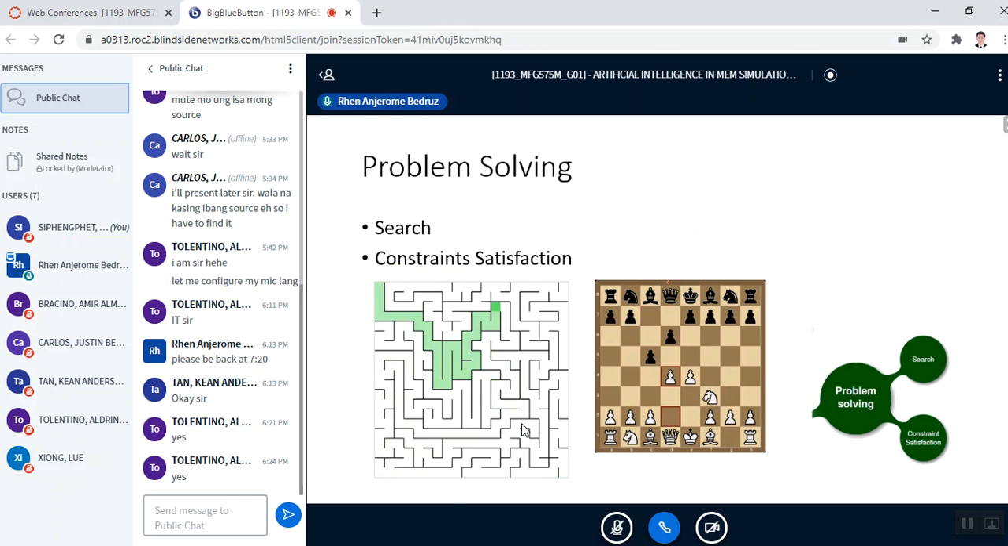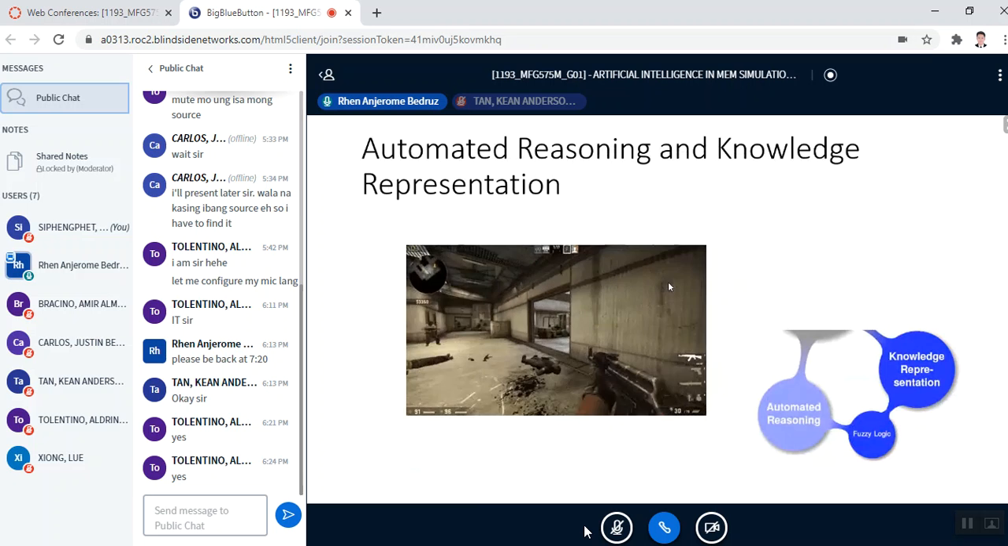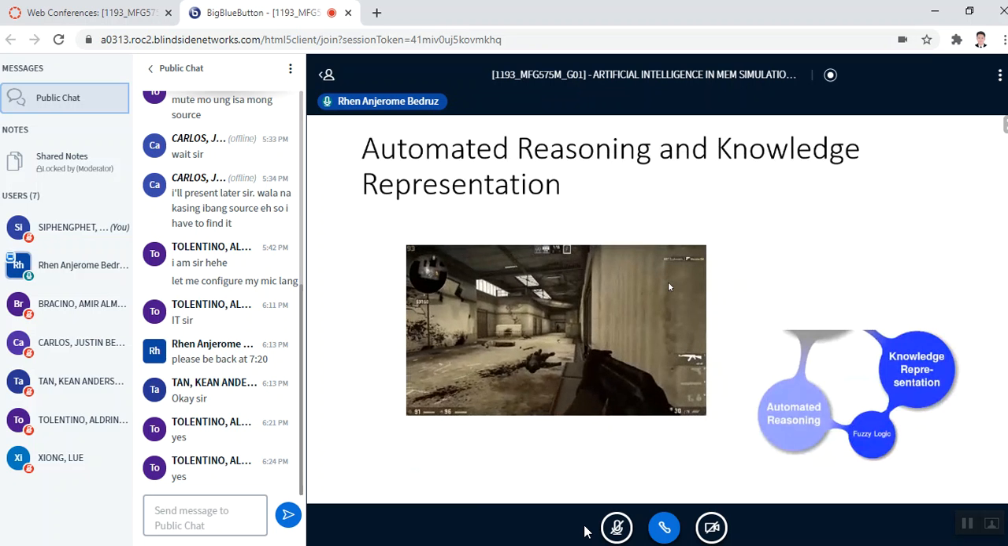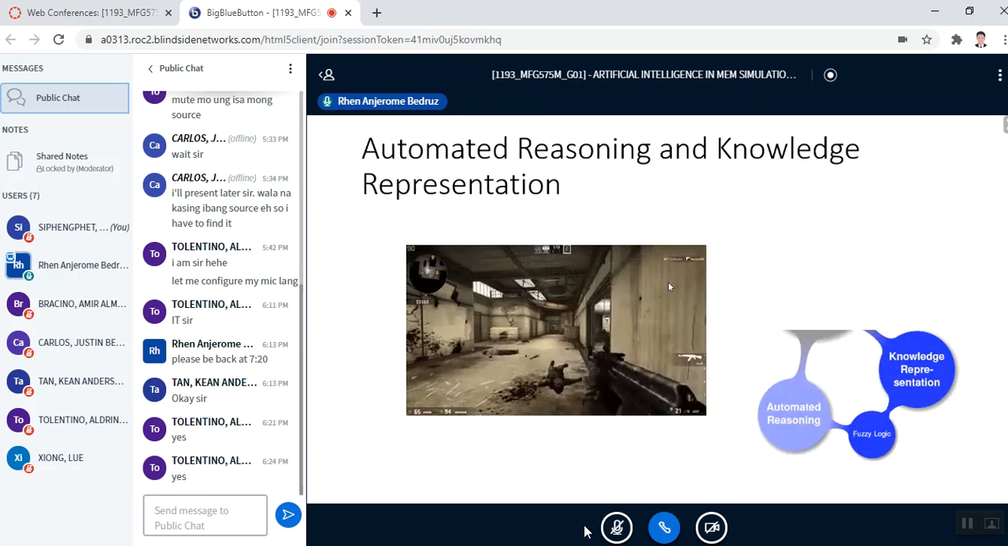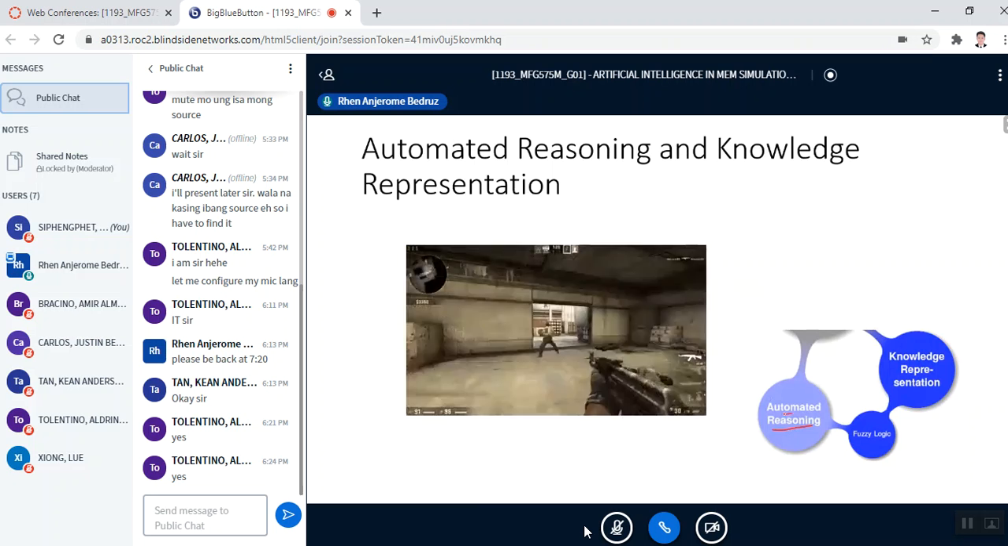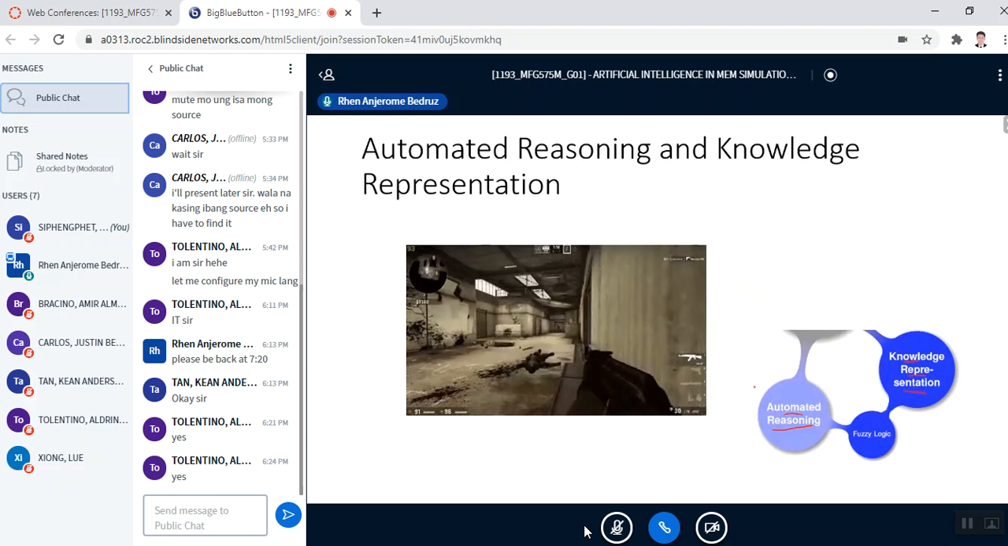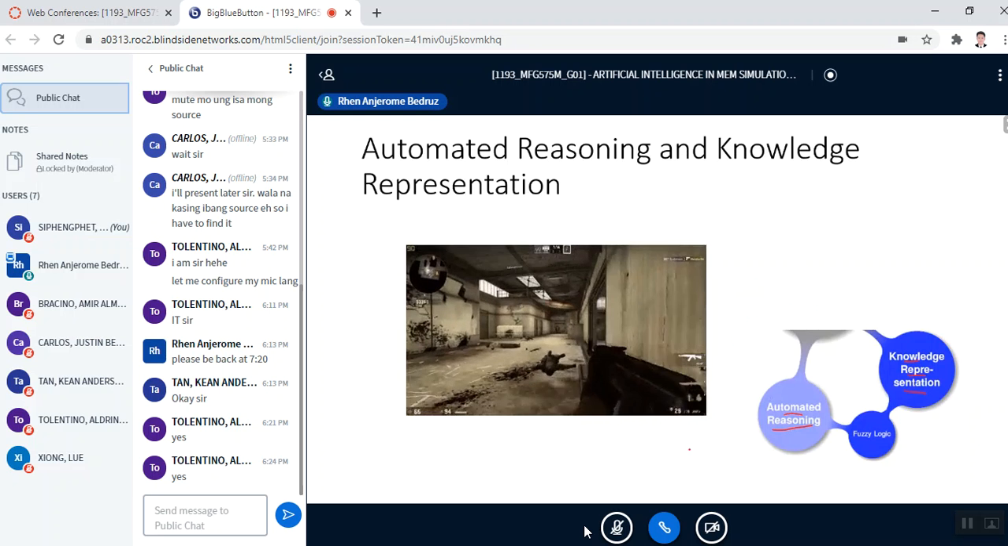Okay, next. I'm done with problem solving. Any questions? Clarifications? None. So I hope this is clear. Next is automated reasoning and knowledge representation. Automated reasoning and knowledge representation are almost the same. So what is the difference between them?